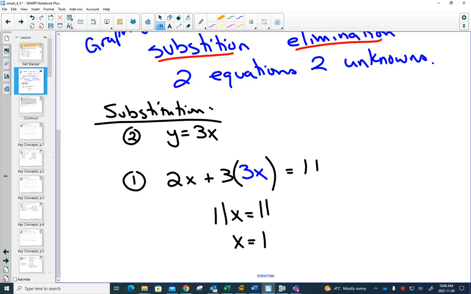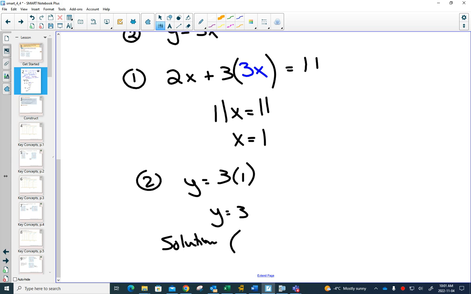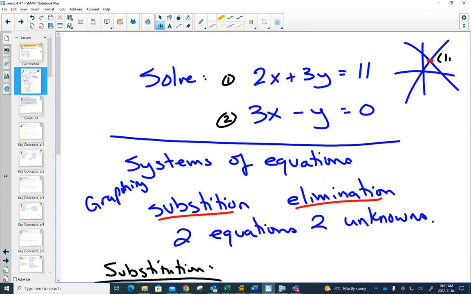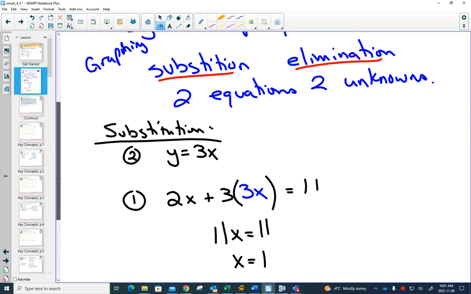Once you have x equals 1, you could plug it back into either equation. For example, it's really easy if I plug it back into equation 2, y is equal to 3 times x, that tells me y is equal to 3. And our solution is the point (1, 3). So on the graph, this is almost to scale, that looks like it could work, that they intersect at the point (1, 3). That's the substitution technique. If you can get one letter by itself, you substitute it into the other.